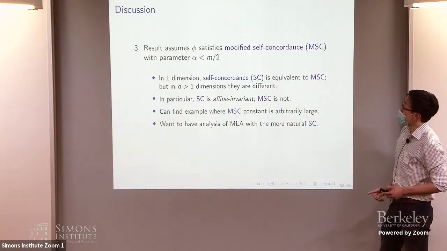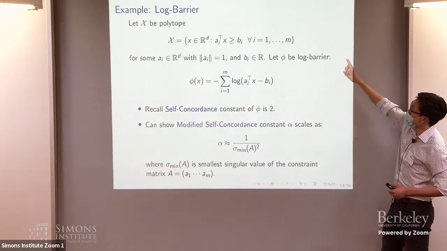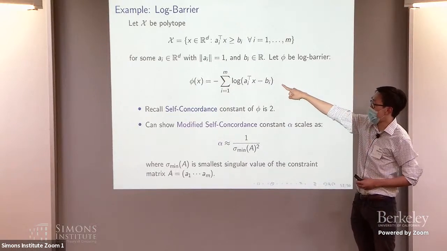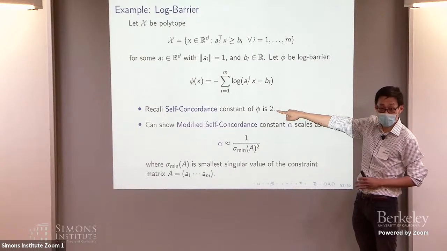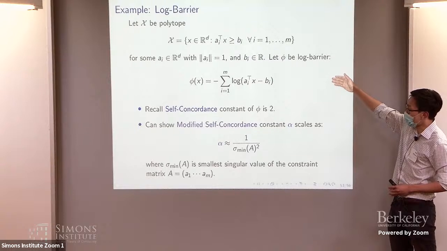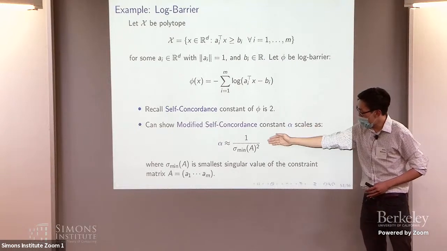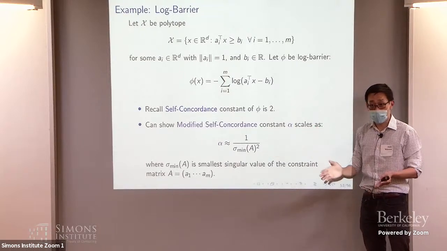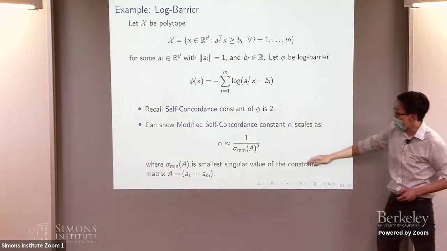So here's an example that you can show for the polytope or the log barrier function. Remember that this satisfies self-concordance with parameter 2, classically. And then it turns out if you do the calculation, the modified self-concordance parameter of this function can be as bad as 1 over the squared smallest singular value of A, your constraint matrix. And you can make this as bad as you want.